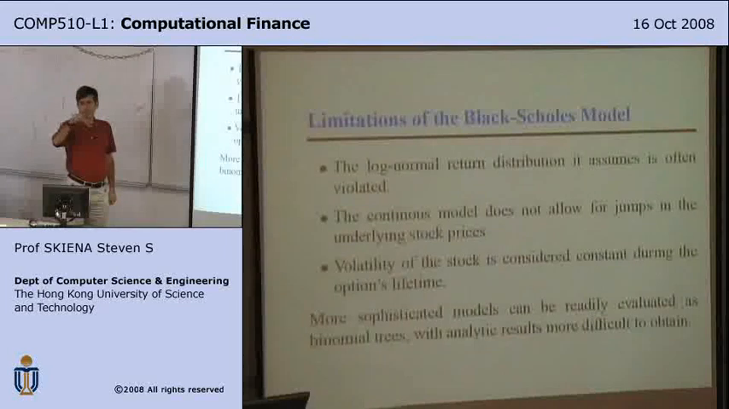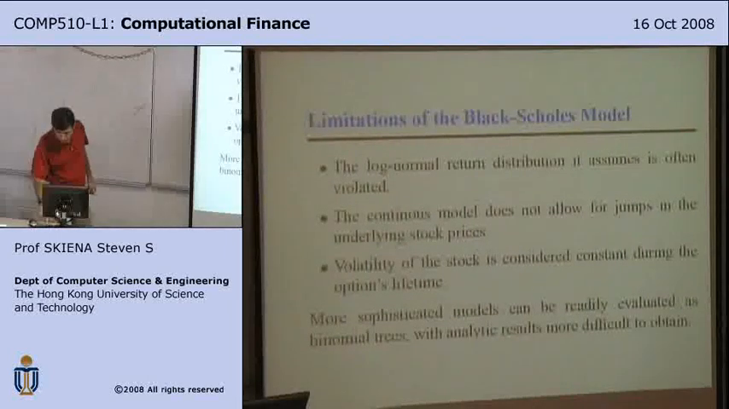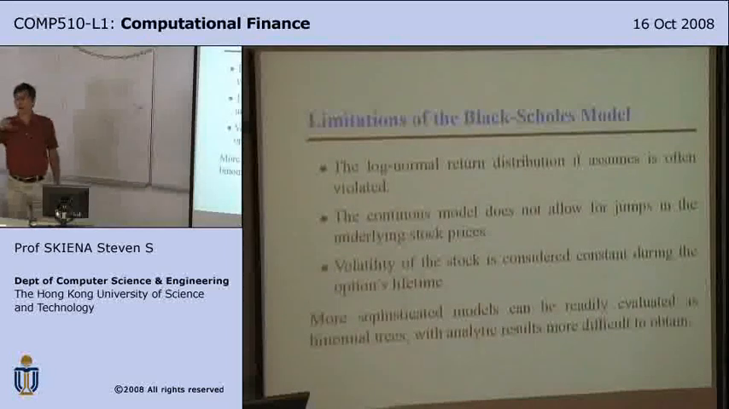Any questions? Any questions about the Black-Scholes model, why it is a good thing, why it is a bad thing, why it is not the ultimate thing, and some brief sense as to where it comes from? Any questions? Okay.